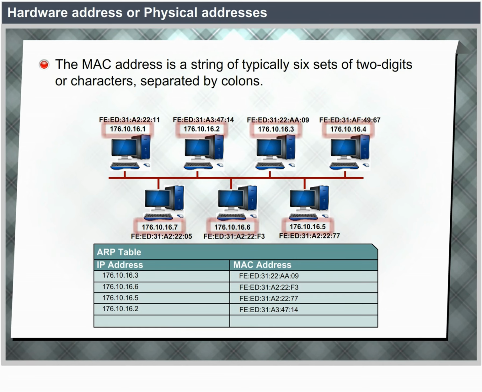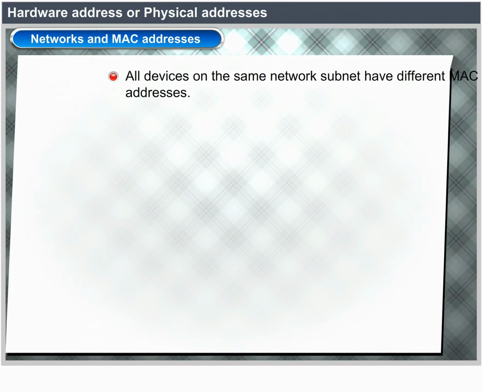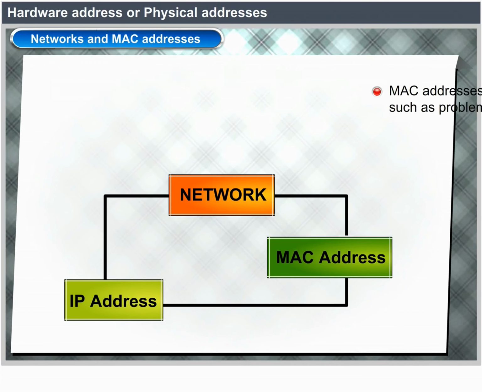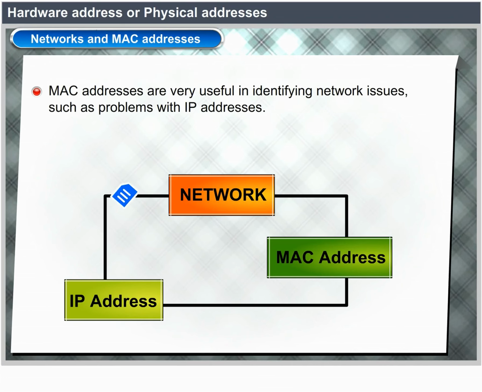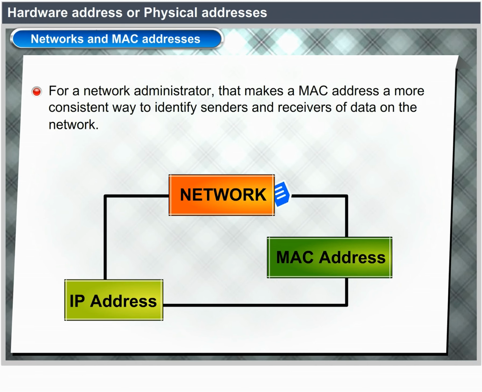Networks and MAC addresses. All devices on the same network subnet have different MAC addresses. MAC addresses are very useful in diagnosing network issues, such as problems with IP addresses. MAC addresses are useful for network diagnosis because they never change, as opposed to a dynamic IP address which can change from time to time. For a network administrator, that makes a MAC address a more reliable way to identify senders and receivers of data on the network.